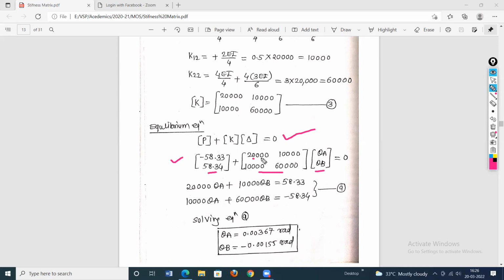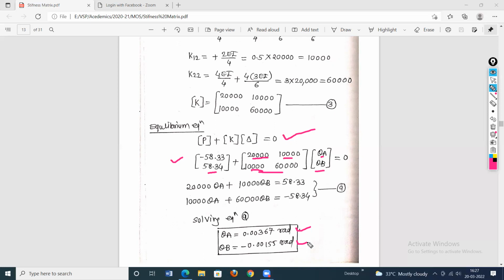So do the multiplication. 20,000 into theta A plus 10,000 into theta B is equal to, now take this 58.33 on the right side, it becomes plus 58.33. Then the second equation is 10,000 into theta A plus 60,000 into theta B is equal to minus 58.34. These are the 2 simultaneous equations. So solve these equations and find out the answers of theta A and theta B. These are the 2 answers of the unknown displacements at support A and support B.